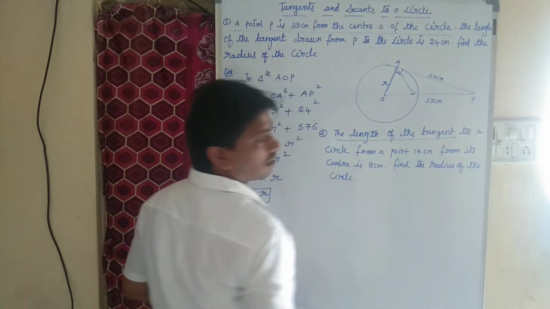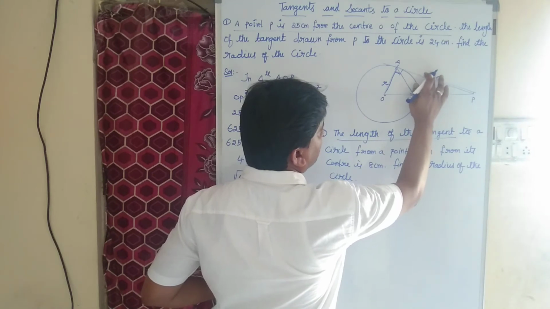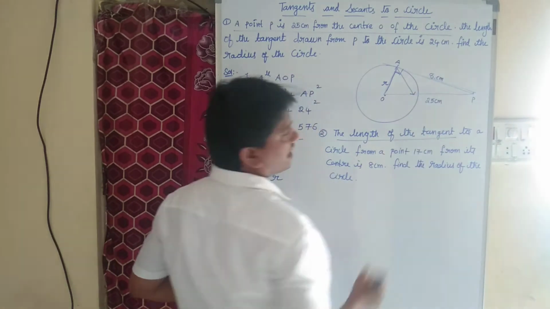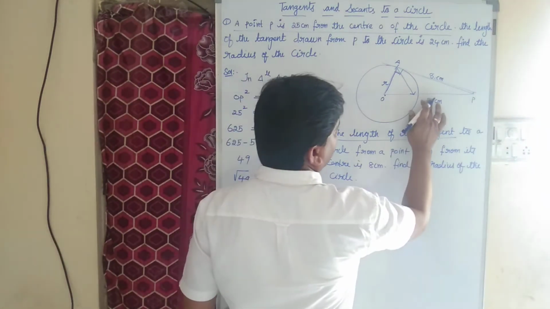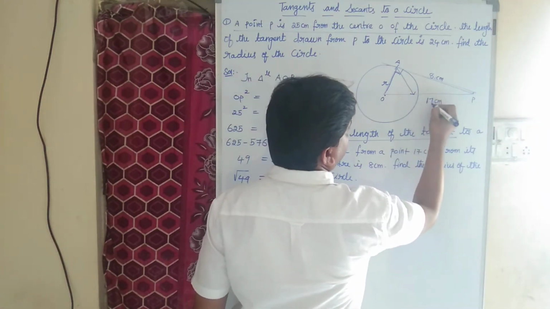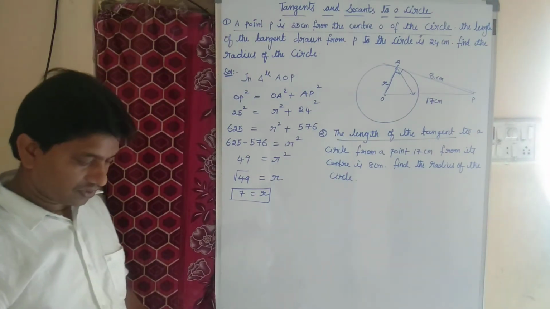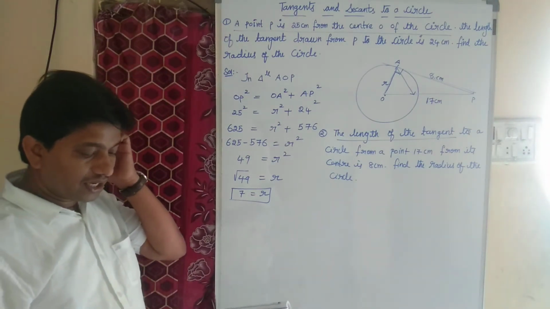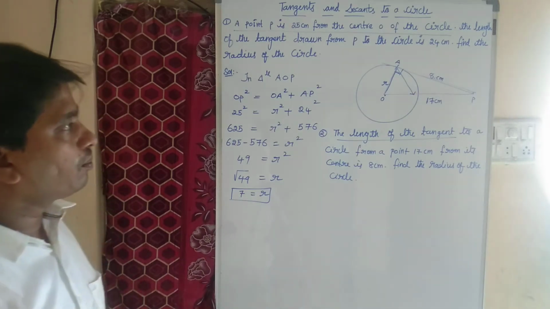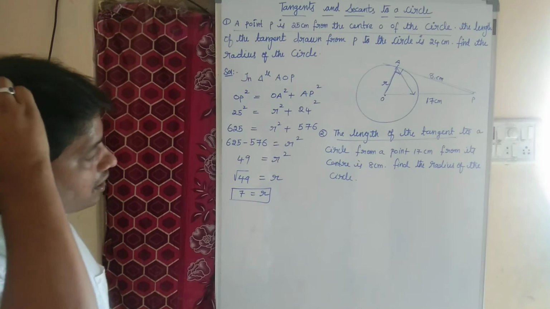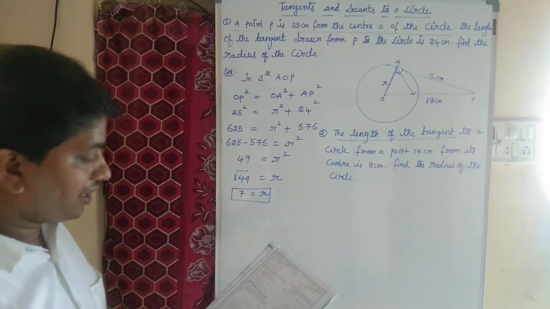So children, what is given? Given length of the tangent is given how many centimeter? Length of the tangent is given 8 centimeter. Distance between center to a circle is how many centimeter? Which is 17 centimeter. Now they are asking to find the radius, right? They are asking to find the radius of the circle. The length of the tangent to a circle from a point 17 centimeter from its center is 8 centimeter, right?